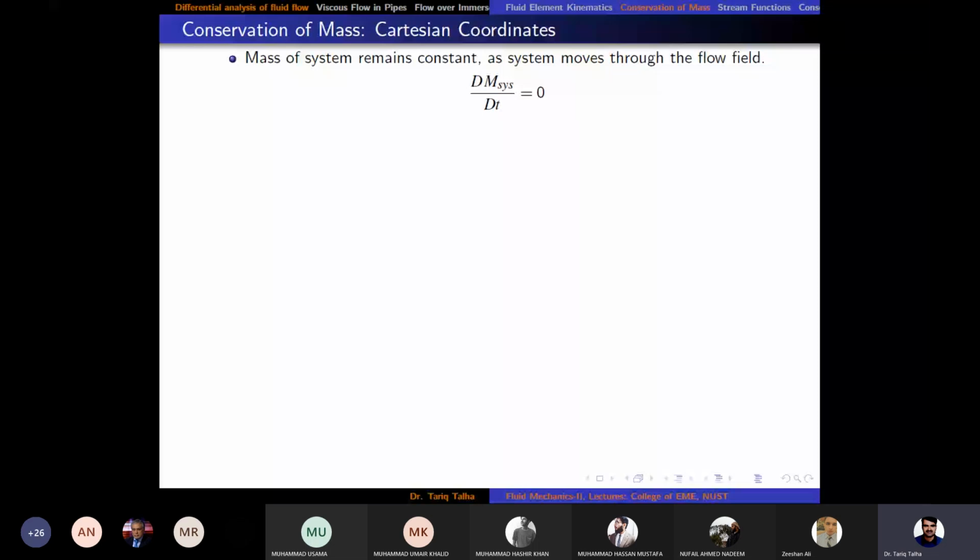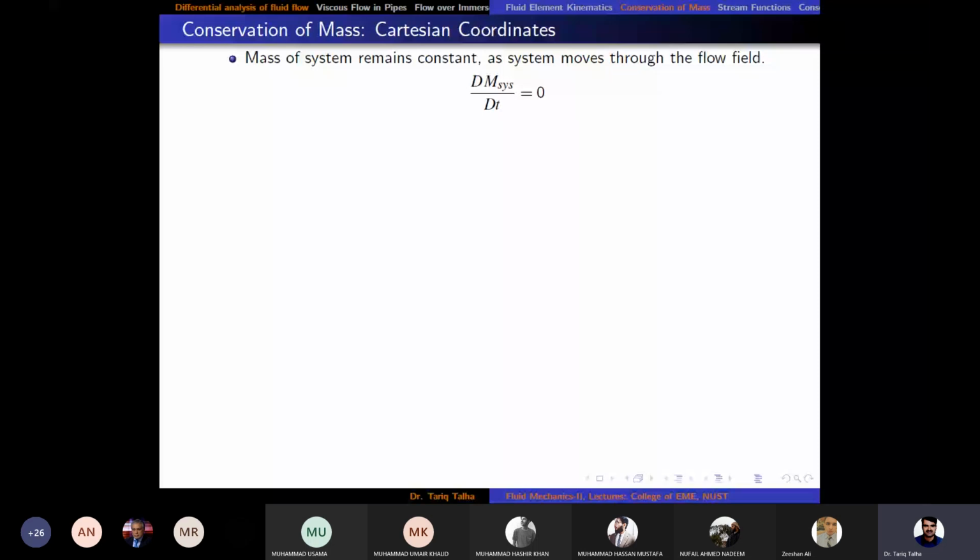So that is the most realistic thing we can have for the subsonic flows. So we start with the conservation of mass. In the Cartesian coordinates, we are going to derive it. We can extend it to the cylindrical polar coordinates as well for some other flow fields, but we would start with the Cartesian coordinates.